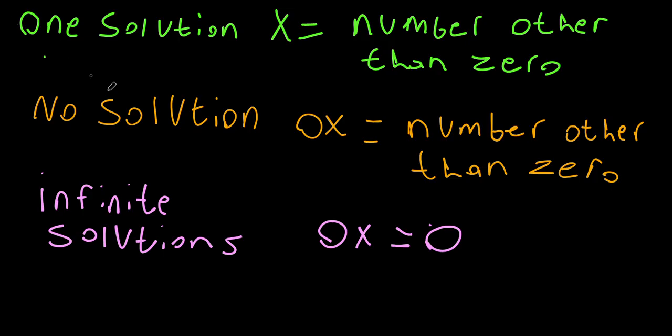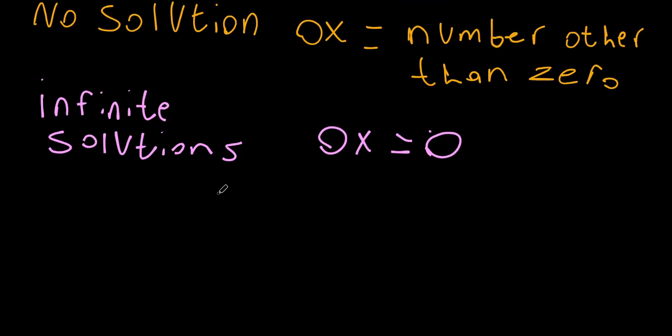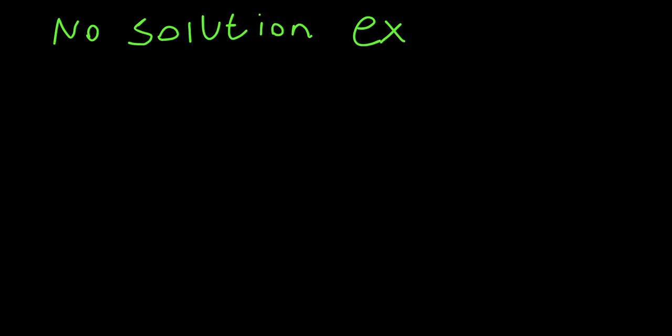So now that we've gone over some of those concepts, let's go through a few examples. Let's switch back to green. Let's go through a no solution example. Let's put some numbers up there and see what this looks like in practice.